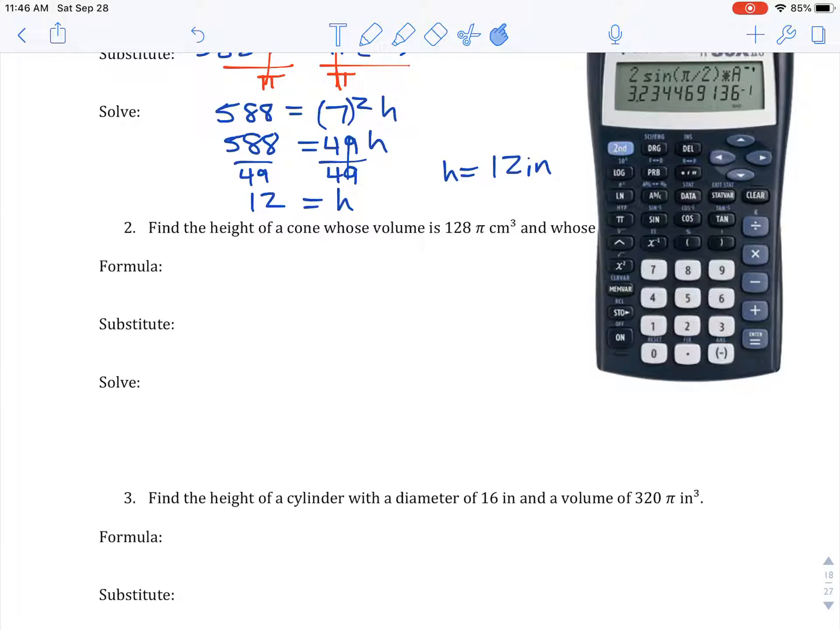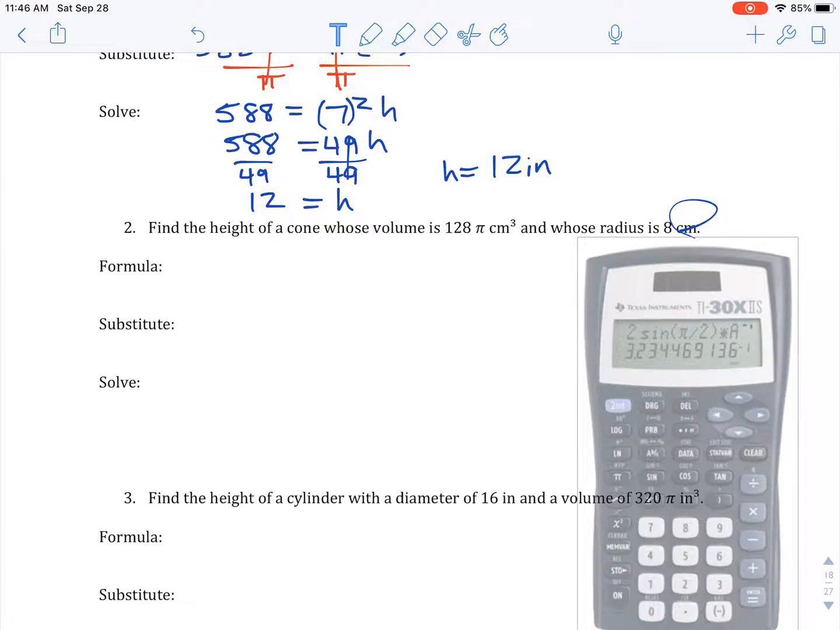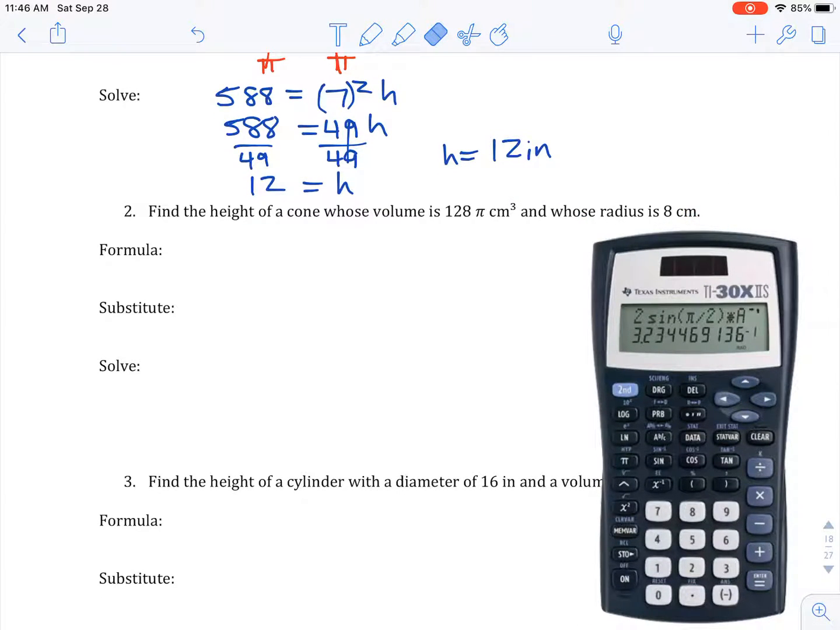For a cone, it's very similar. The only difference is we've got to use a different formula. So I've got my calculator here in case we need it. We've got to make sure we use that 1/3 in front for a cone. So the volume would equal 1/3 pi r squared h. So we take the volume, which is 128 pi. We take the radius, which is 8. We plug those in and we solve for h. So 128 pi equals 1/3 pi times the radius 8 squared times the height.